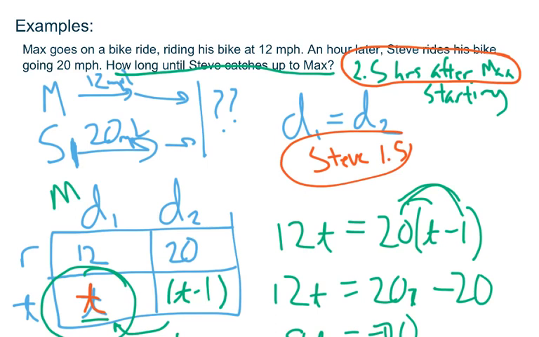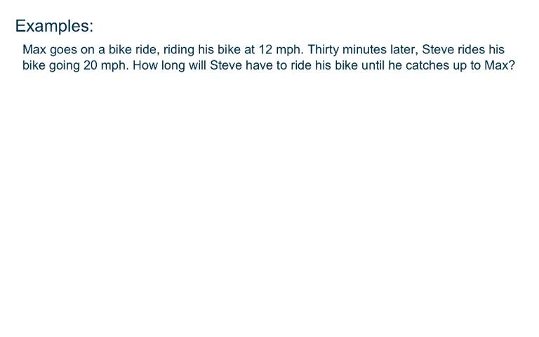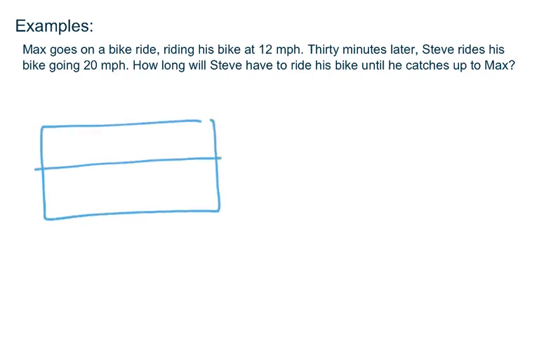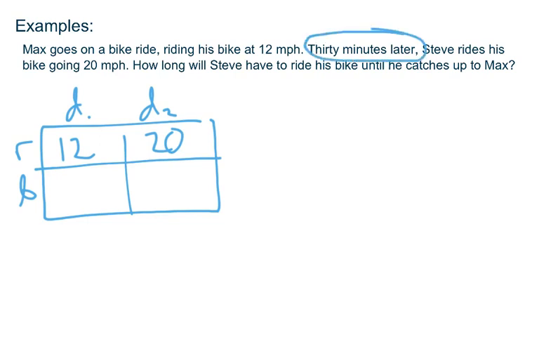All right, now let's look at another example. It's a similar example. We still have Max, we have Steve, we have 12 miles an hour, we have 20 miles an hour, but now we're changing it up just a little bit. So what I'm going to do is make my magic box, R and T, and then I got D1 and D2. So Max is riding his bike, he's still going 12 miles an hour. Steve rides his bike going 20 miles per hour. How long will Steve have to ride his bike until he catches up to Max? But he leaves 30 minutes later.